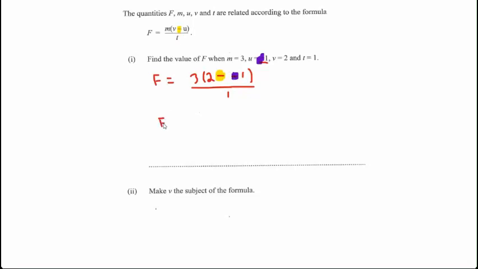So f is equal to 3 into 2. When we have two negative signs beside each other, it becomes positive, so that's 2 plus 1 over 1. So we can tidy this up now. We don't need to do any long calculations for this, because at this level we can do it. So 2 plus 1 is 3. 3 times 3 is 9. 9 divided by 1, we have 9.